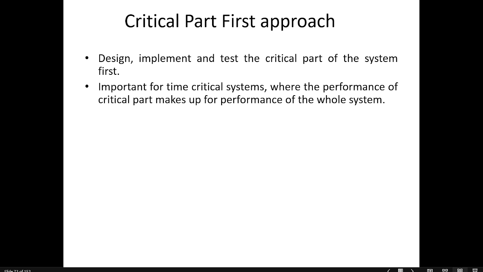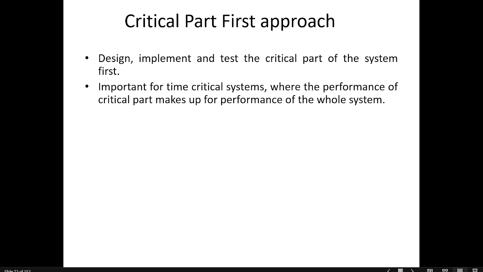This is very much widely accepted and used, where you design, implement and test the critical part of the system first. Important for time critical systems where the performance of the critical part makes up for the performance of the whole system. Just keep this particular point aside. The second point, just think critical part first. In our life also, we only do those things which are really critical for us at this particular point of time. Rest all we put on a priority too. This is critical part first.